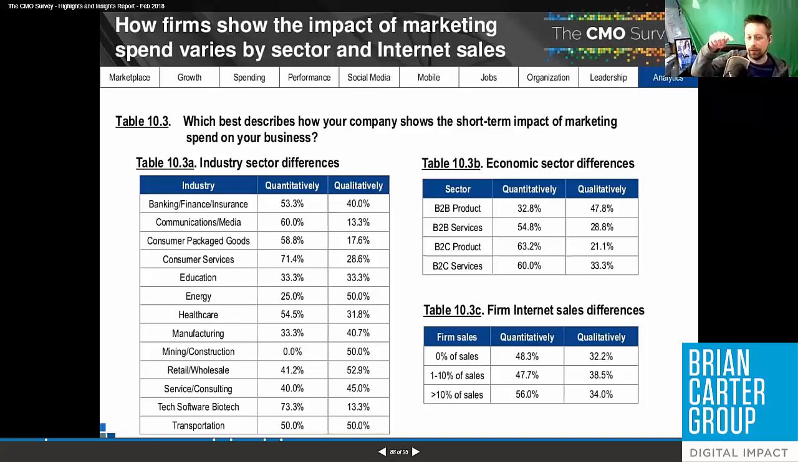And that's what I was talking about earlier, right? Like, are you saying this is helping us just because I feel like it is? So energy is doing that more. Like we feel it's helping. Mining construction is doing that. Transportation is doing that. Retail wholesale is doing that. The more scientific ones are tech, software, biotech, not surprising. Consumer services are dramatically higher than anybody else. CPG, healthcare. It's funny that healthcare we think of as being pretty scientific, but they're nowhere near tech, software, biotech.